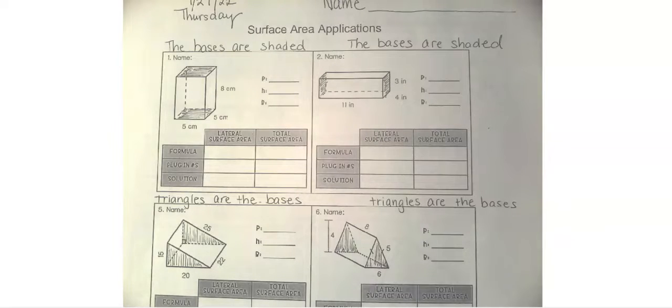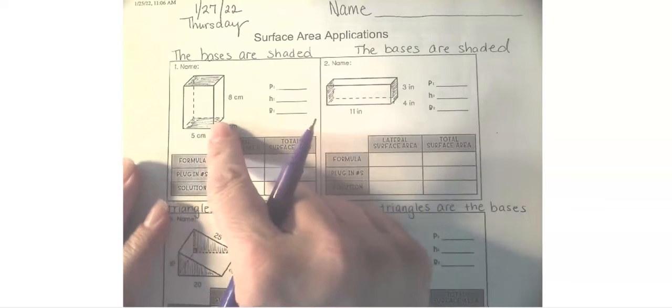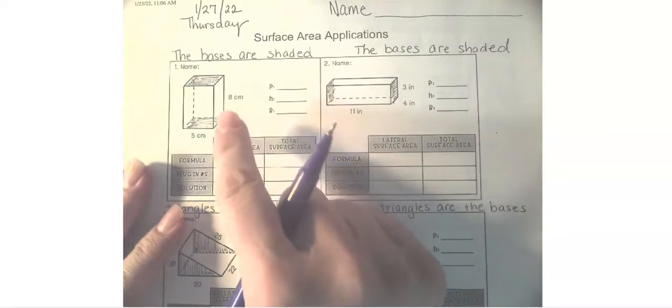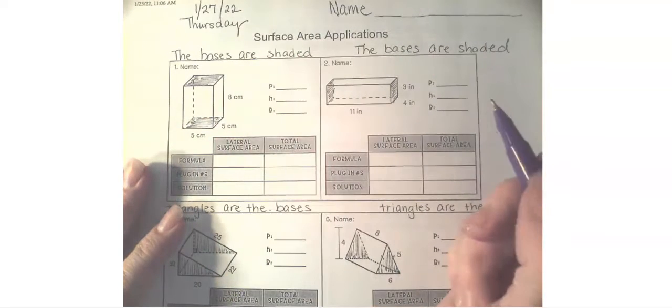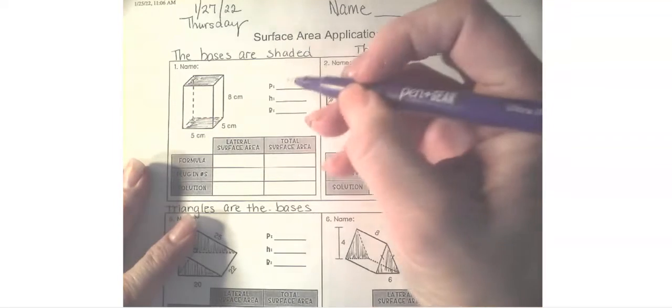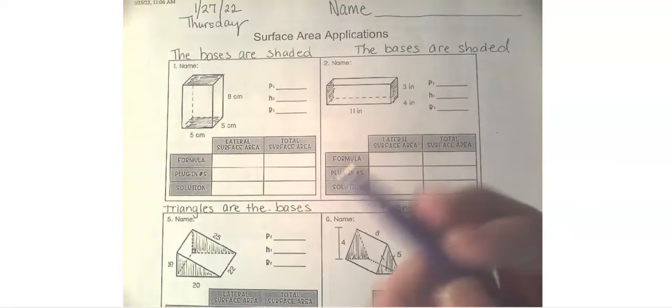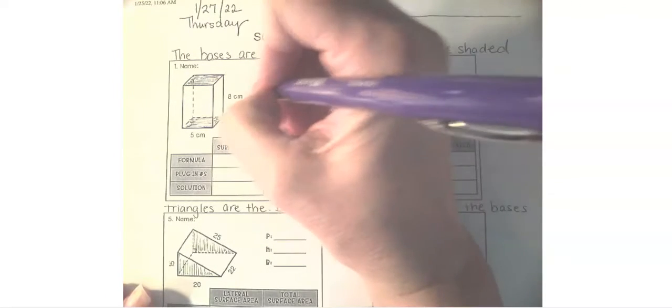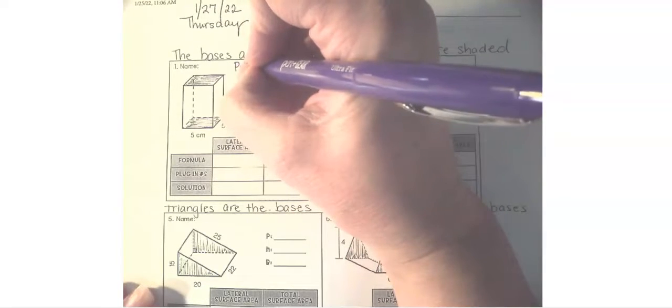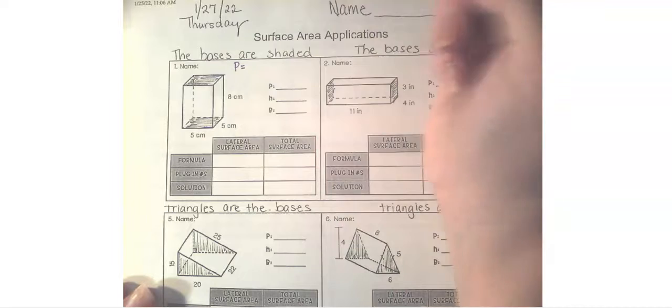Alright, so first of all here, I have shaded the bases for you, okay? There's always only 2 bases on a prism, alright? They should be congruent in size, and they are parallel to each other. So you can see that this shape and this one, they are running parallel to each other, and they are congruent, or the same size. So when we look at these letters here, we see a capital P. Capital P, super important. It is the perimeter of the base.